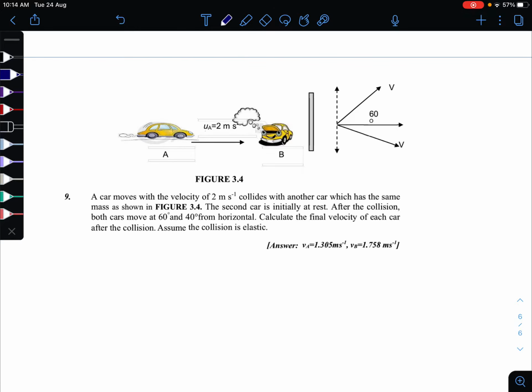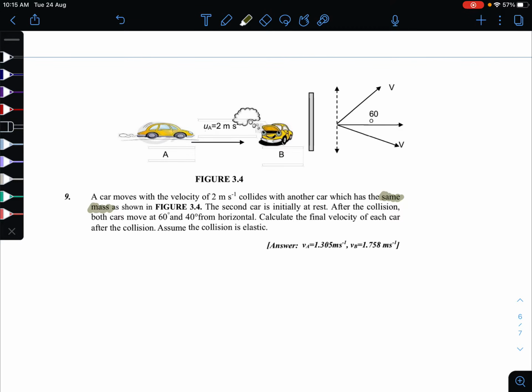Alright, so we'll continue with tutorial question 9 from chapter 3. What we have in the question is a car moves with velocity 2 meter per second, collides with another car which has the same mass. Okay, this is something that we have to highlight here. They say that the cars have the same mass.